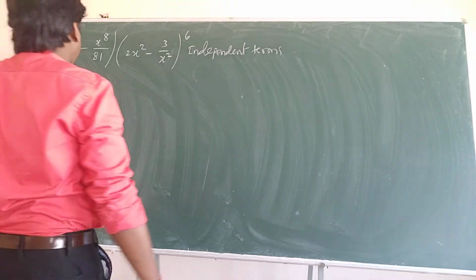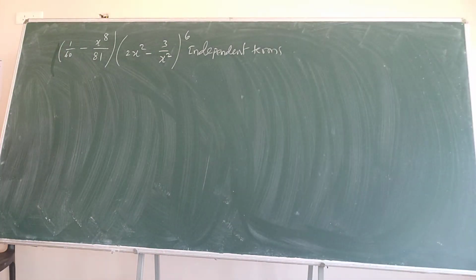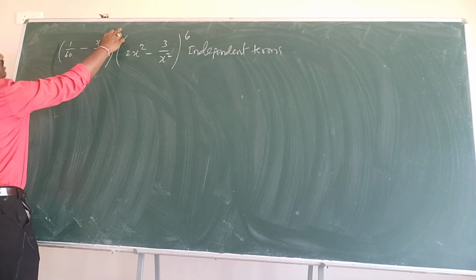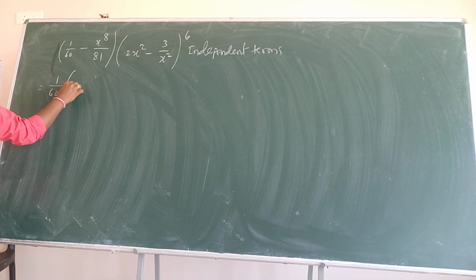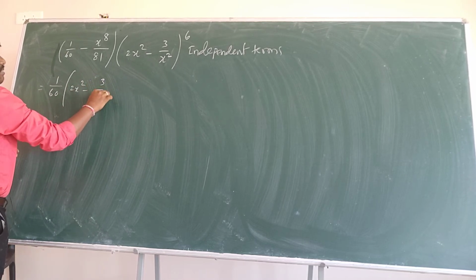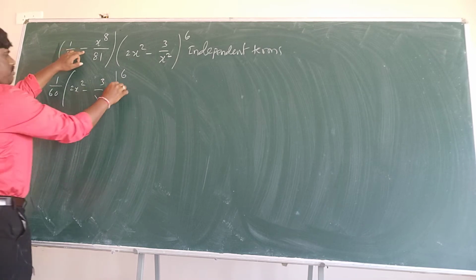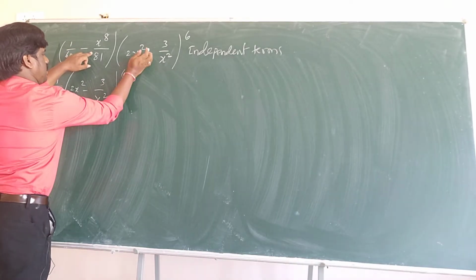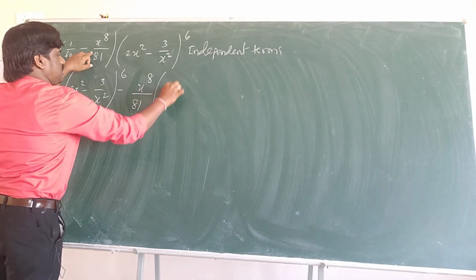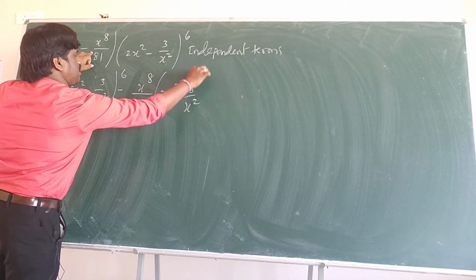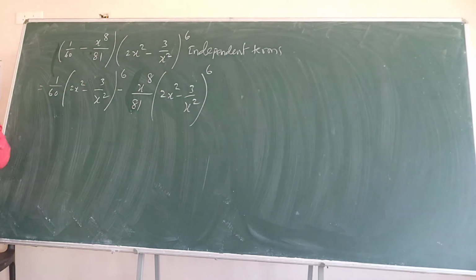See this question, you have to find the independent term of this. Okay, independent term you have to find. So how to find? See, there is no power here, so what we do here, we multiply this. So what do we do? (1/60)(2x² − 3/x²)^6 minus (x^8/81)(2x² − 3/x²)^6. Is it clear? Right?